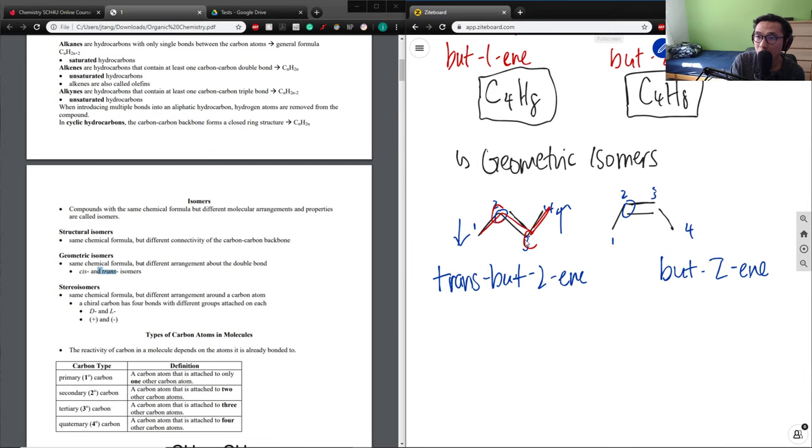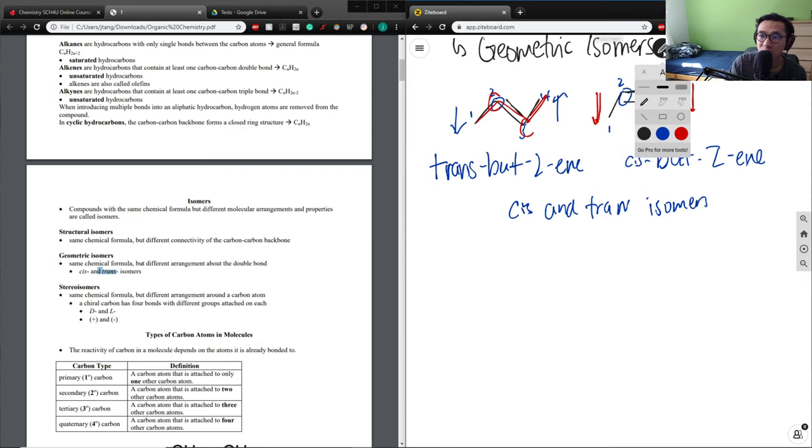However, for this compound, if I look at carbon 2, it has a double bond. 1 and 4 are on the same side. They're both on the bottom side. In this case, I have a cis isomer. So this would be cis-butene. So this is the concept of cis and trans isomers. Just to give you a formal definition of cis and trans.